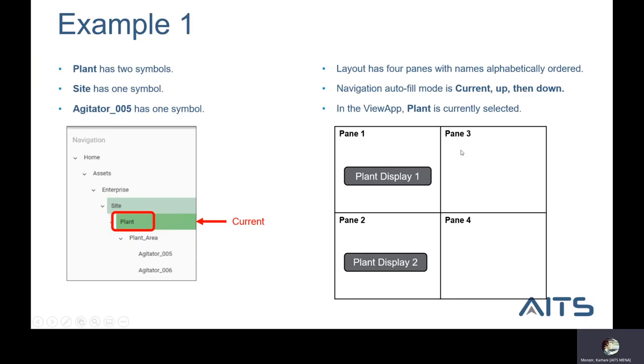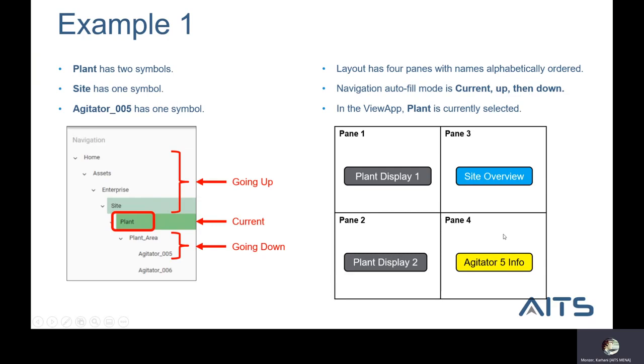If I have current only, pan 3 and 4 will disappear, and pan 1 and 2 will be stretched and take the whole layout. Yes, pan 3 and 4 will not be empty. They will disappear, and the next pan will take its place. So pan 1 and 3 will be pan 1, and the symbol plant display 1 will take over both pans. But I have current up then down, so the system first will search what's up. As I said, I have one symbol inside, so pan 3 will take the site overview, and then down, the agitator will go for pan 4.